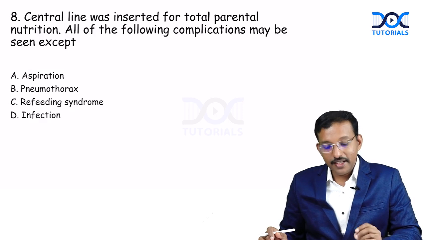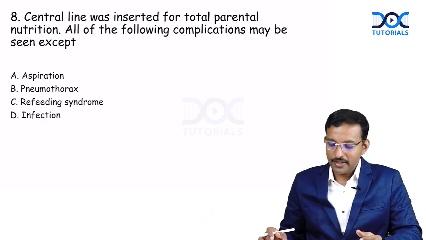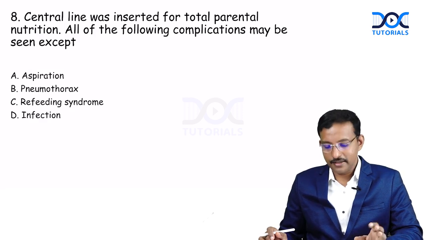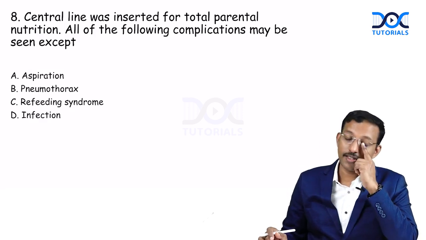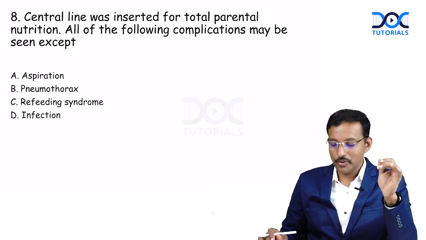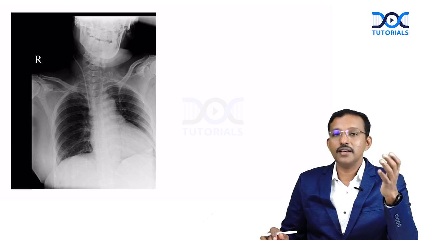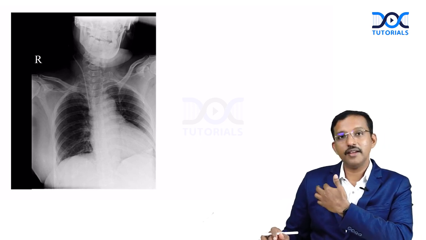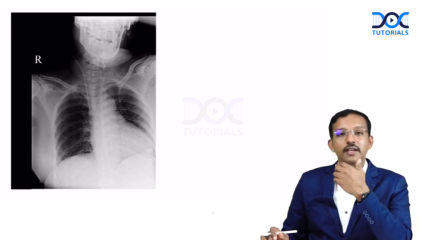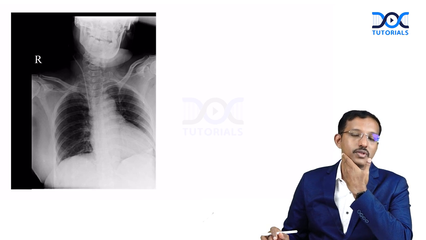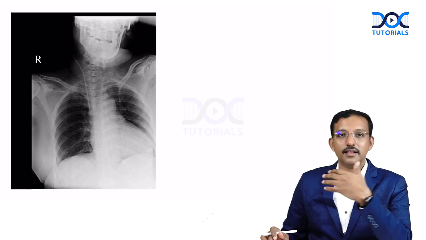The next question is about a central line, inserted for total parenteral nutrition, a TPN. All the following complications may be seen except. So we will now see a few points about the central line. Once you put a central line, mostly you may put it either through the subclavian or through the internal jugular. Right internal jugular is the most common and subclavian is another option.